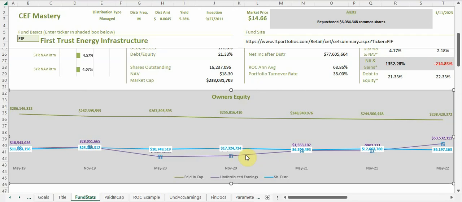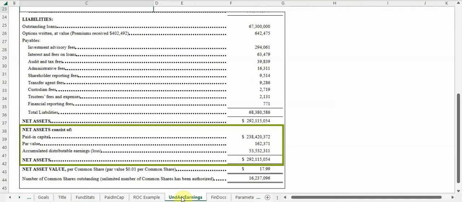To give you a better understanding of what this number represents and how it's represented, we're going to do a little behind-the-scenes look at how a closed-end fund might account for this figure. Here's a portion of the balance sheet, as well as the statement of owner's equity for the fund, FIF, which we're currently looking at.